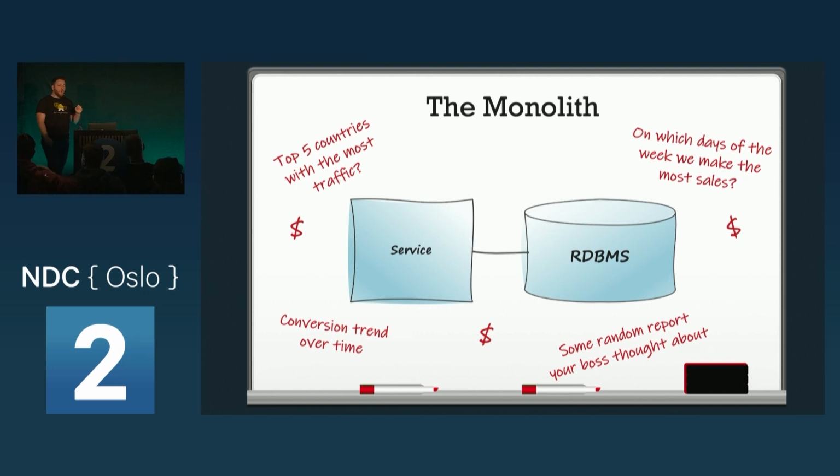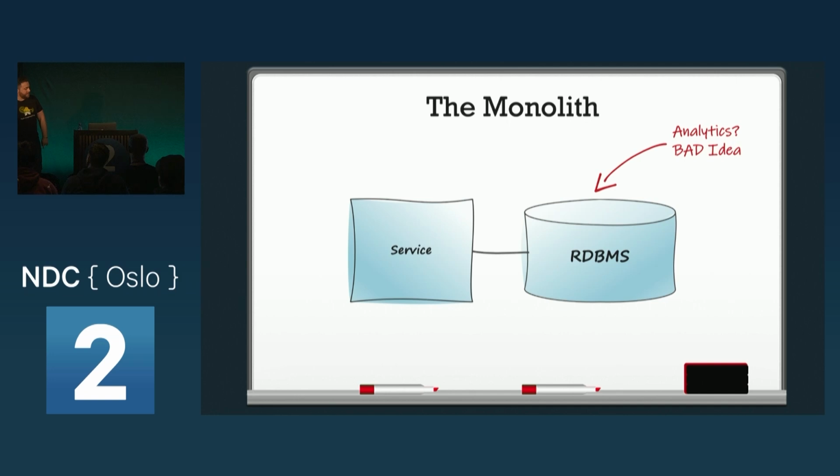And what is unique to all these questions is that they are analytical by nature. And analytical questions are questions that span large amounts of data and do things that are computationally intensive. So for example, in order to answer the question of what our top 5 countries are in the past month, we will need to scan all the data from the past month and aggregate it based on country. Now, doing things that scan a lot of data and are computationally intensive on our operational database, not a good idea. Anyone try to do that?